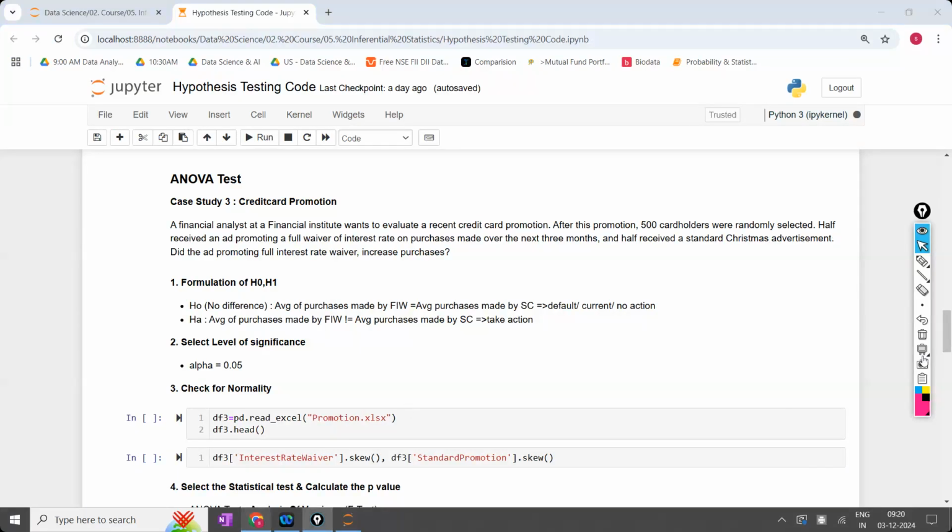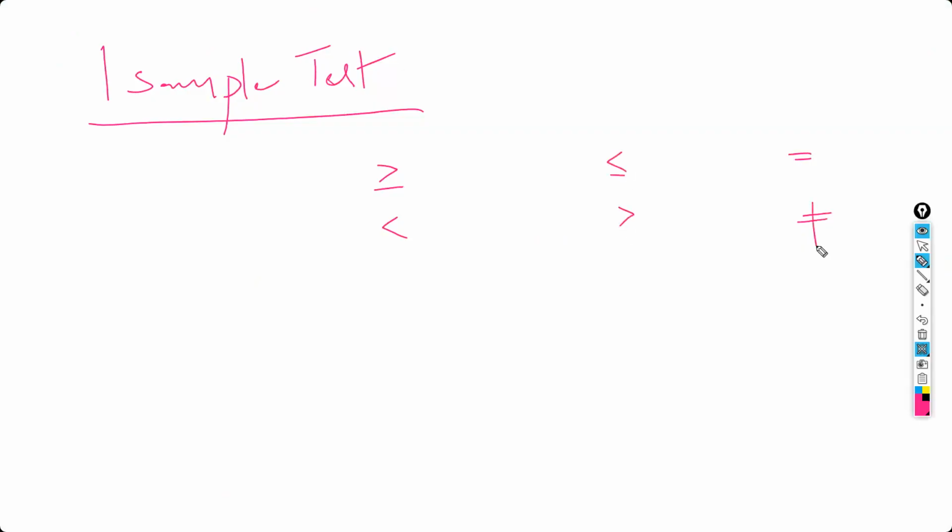When you have only one sample, for a one sample test we write in terms of greater than or equal to, less than or equal to, greater than, or not equal to. Three options are there. After this, we write one number, some number. Only this will be applicable for the one sample test. That number is applicable only for the one sample test.